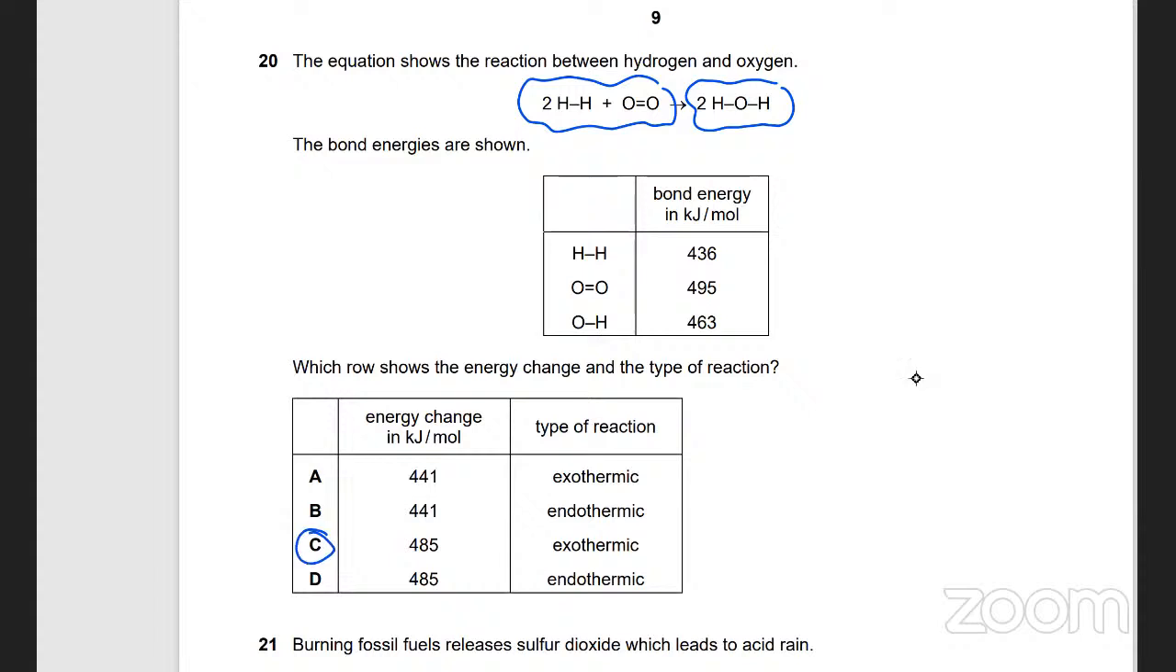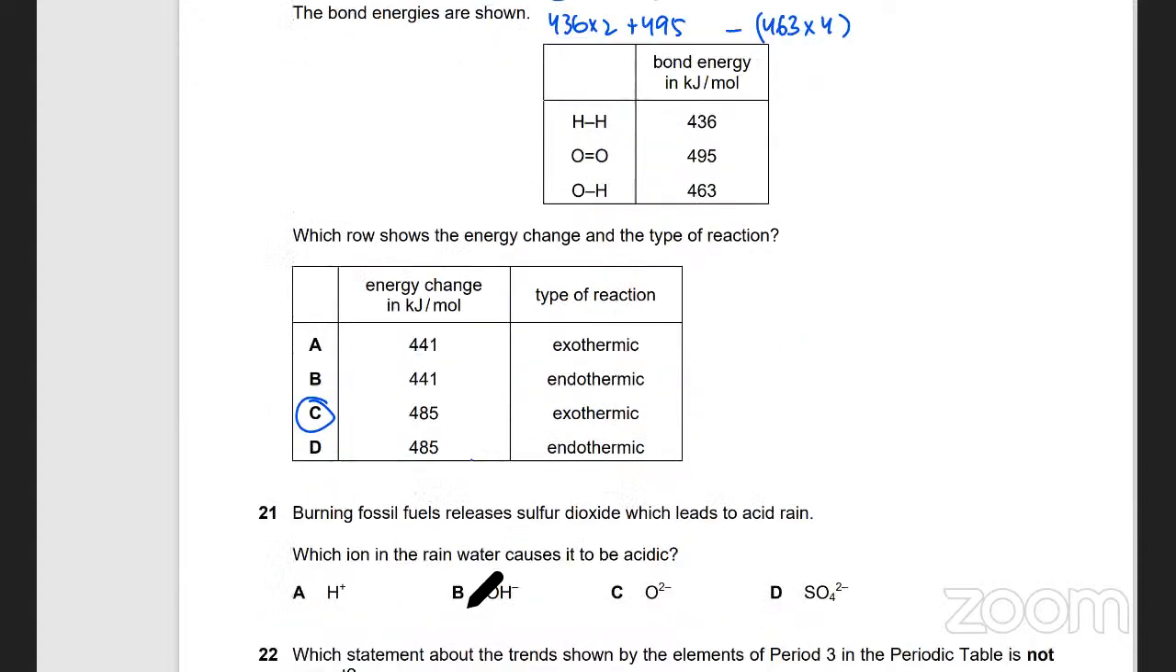देख लेते हैं क्या किया था इसमें. 436 into 2, right? Plus 495. And how many bonds were OH? 2 times 463 plus 463, times 4 हो गया ना? So that's an OH bond. That's another OH bond. For two molecules, and that means 4 OH bonds, right? So ये रहता C आया था, you got C for this.